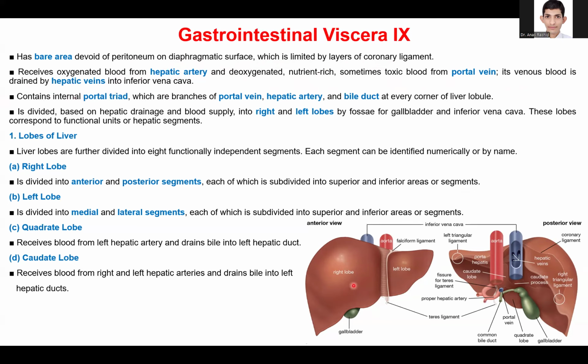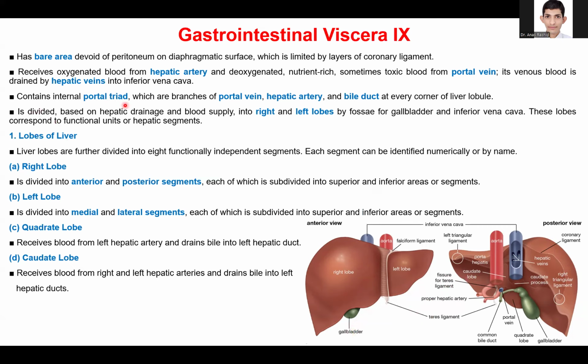We can see here the right lobe, the left lobe, then the quadrate lobe. Then we have the coronary ligament, hepatic veins, right triangular ligament, caudate process, porta hepatis, caudate lobe, fissure for ligamentum teres, proper hepatic artery, ligamentum teres, and also we can see here the gallbladder.